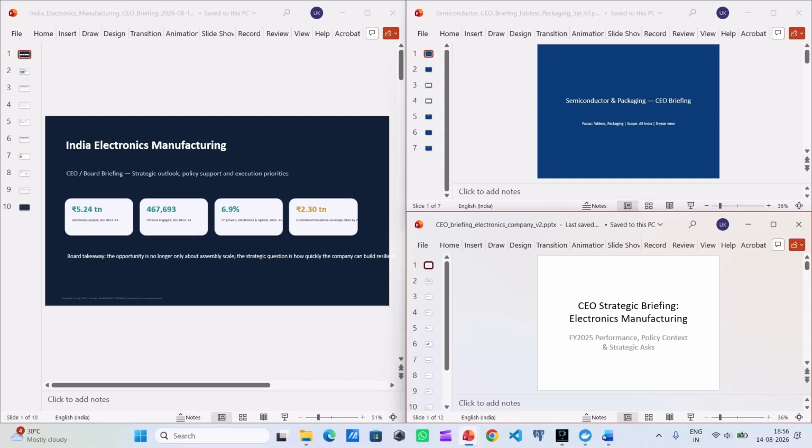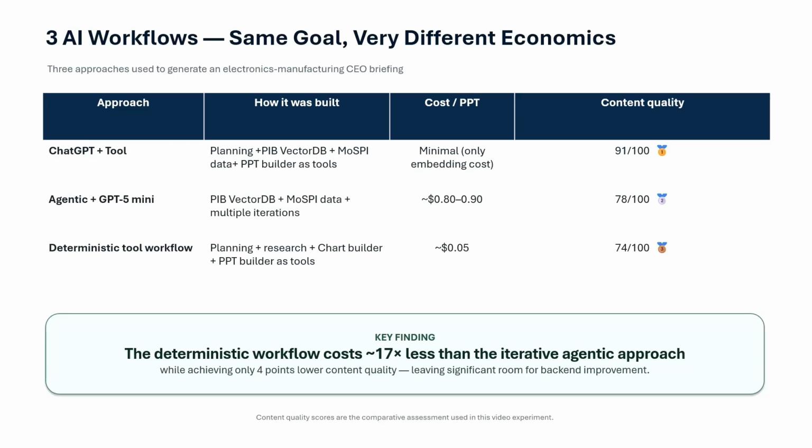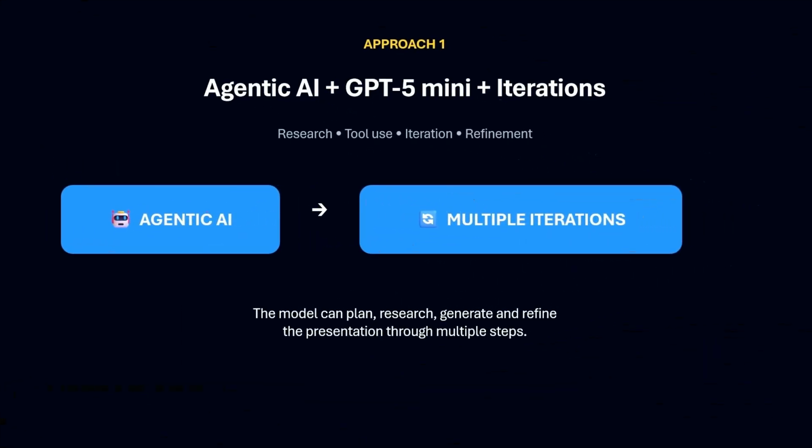In this video, I test three different AI workflows to generate an electronics manufacturing presentation and compare both quality and cost. Let's start with the first approach, an agentic approach with iterations.